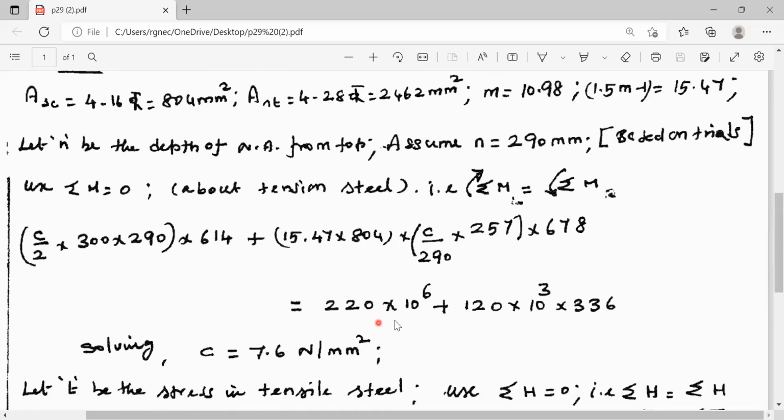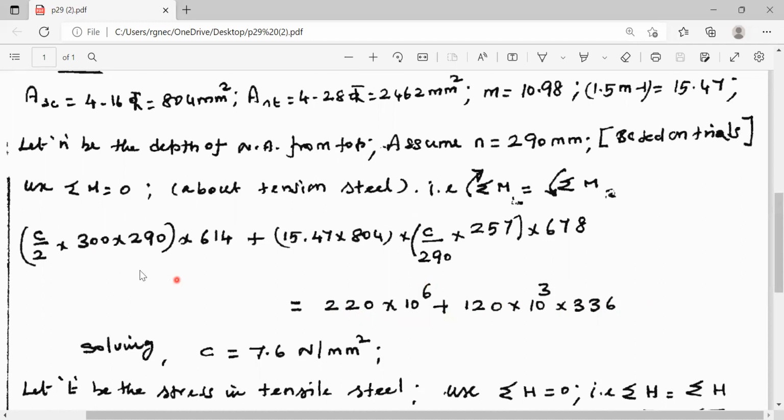So, this is the moment due to the external force. This is the moment in the clockwise direction. This is 120 kilonewton external force into the arm distance 336 mm. And this is 220 kilonewton meter external moment. It is also acting in the clockwise direction.